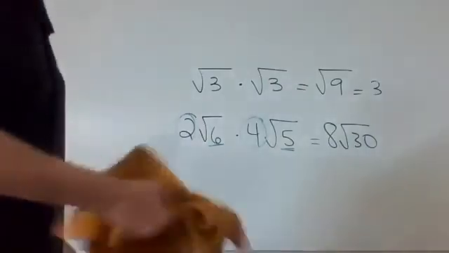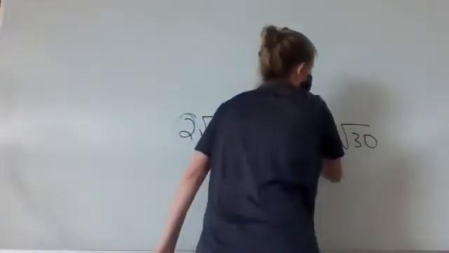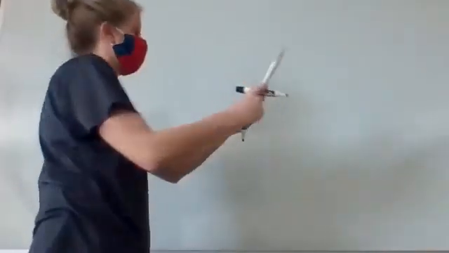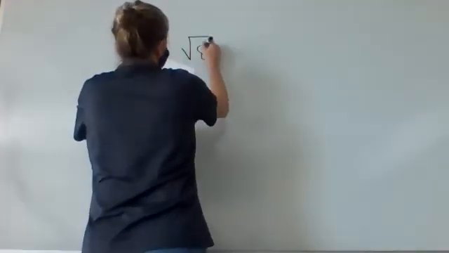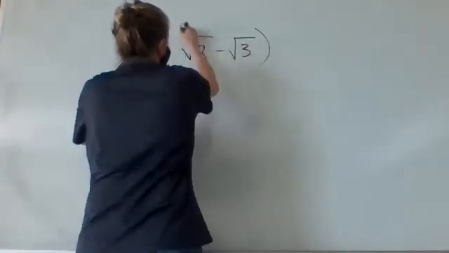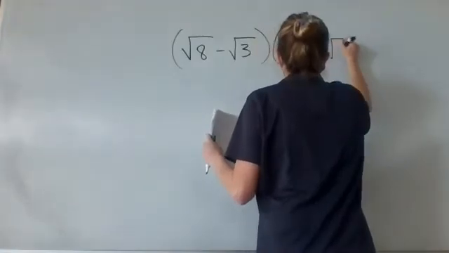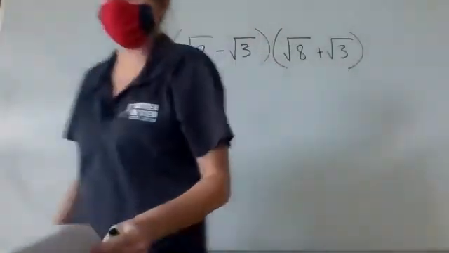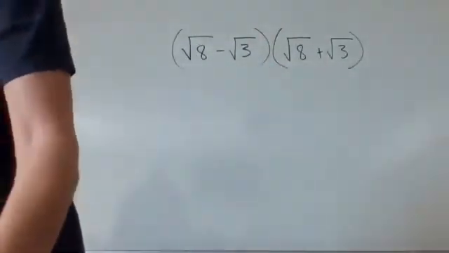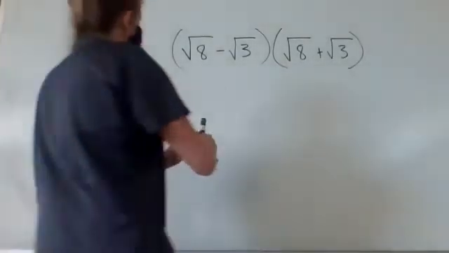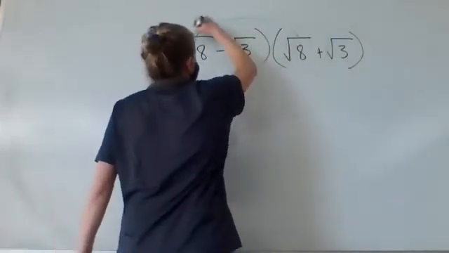Okay, so we're about to do a bunch of these in the FOIL. If they're under the square root together, you multiply them together. And if they're in front of the square root, you multiply them together. So let's look at 12. You have the square root of 8 minus the square root of 3 times the square root of 8 plus the square root of 3. So I'm going to FOIL this. The square root of 8 goes to both of these.